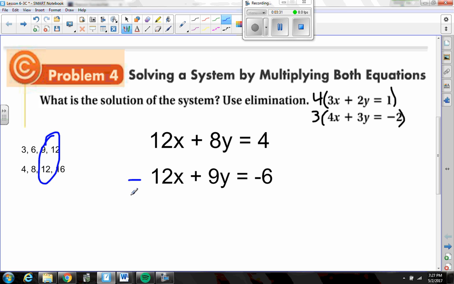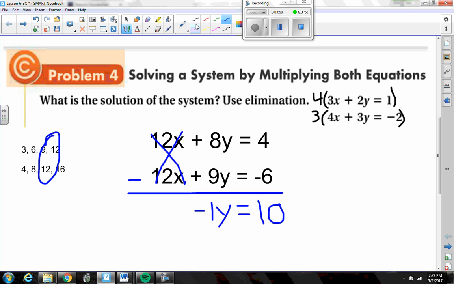I'm going to subtract the two equations because the x values are the same. So when I subtract the two equations, 12x take away 12x goes away. 8y take away 9y gives me negative 1y. And then on the other side, 4 take away negative 6. Taking away negative 6 is like adding, and I end up with positive 10. And now to get y by itself, I just need to divide by a negative 1. And I end up with y equals negative 10.